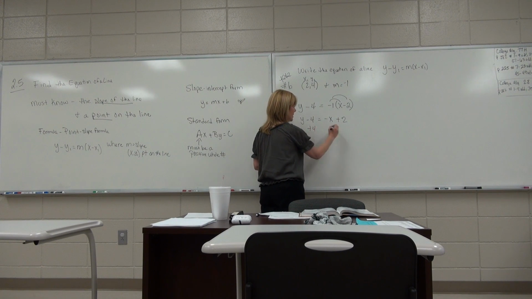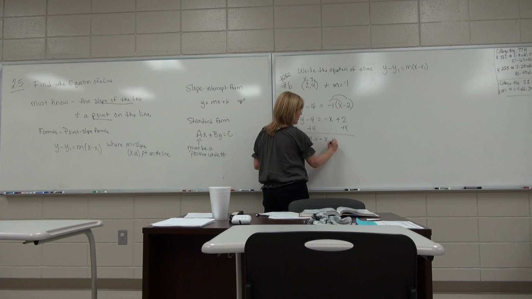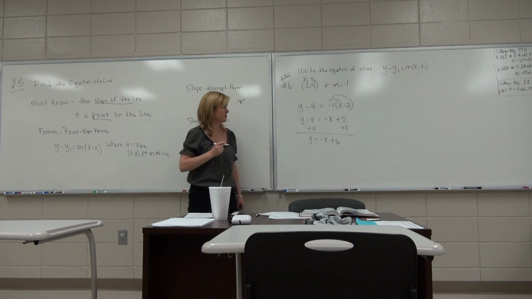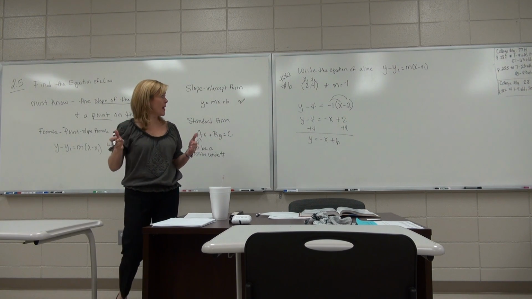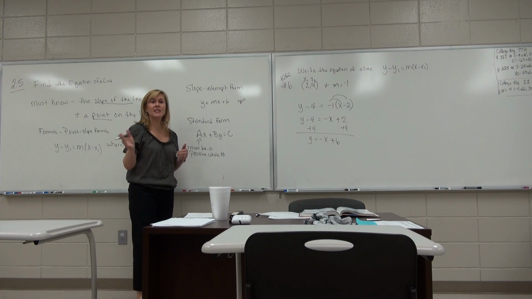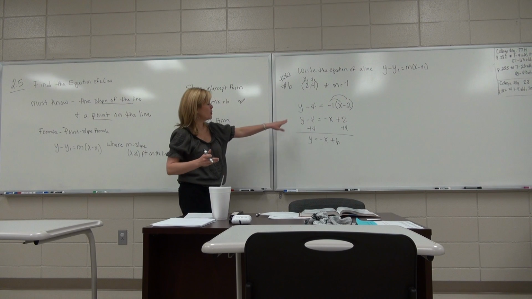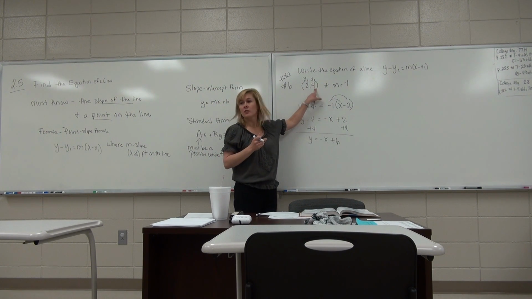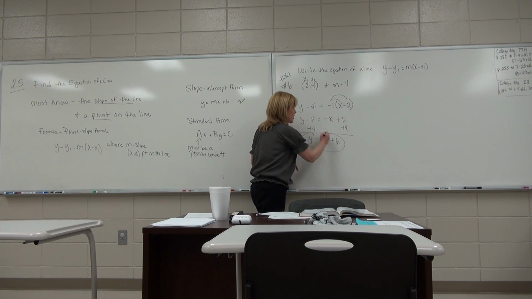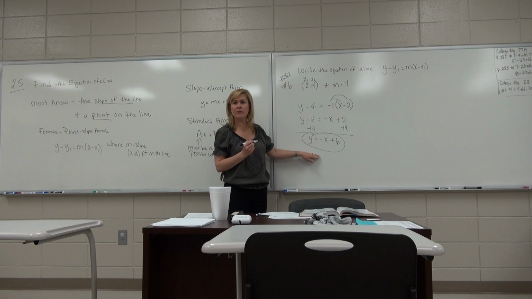Add 4 to both sides. So I get y is equal to negative x plus 6. Now you can check all these. Plug your x from your point back in and see if you get the y value as your answer. If you put 2 back in here, what's negative 2 plus 6? 4, the y value, right? So you know you did it correctly. So this is your answer in slope-intercept form.